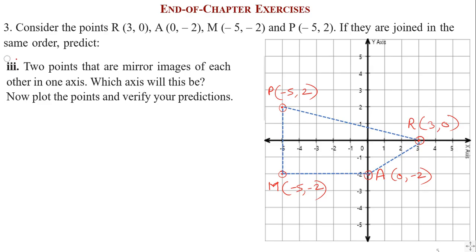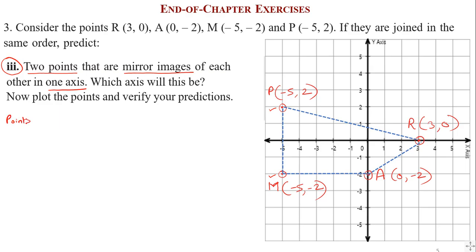Now here we will see the third sub question. So two points that are mirror images of each other in one axis. So which two points are mirror images, they are asking. Mirror images in one of the axes. So if we see here, point P and point M are mirror images on x-axis as they are at equal distances on x-axis. So that is what we will write here.